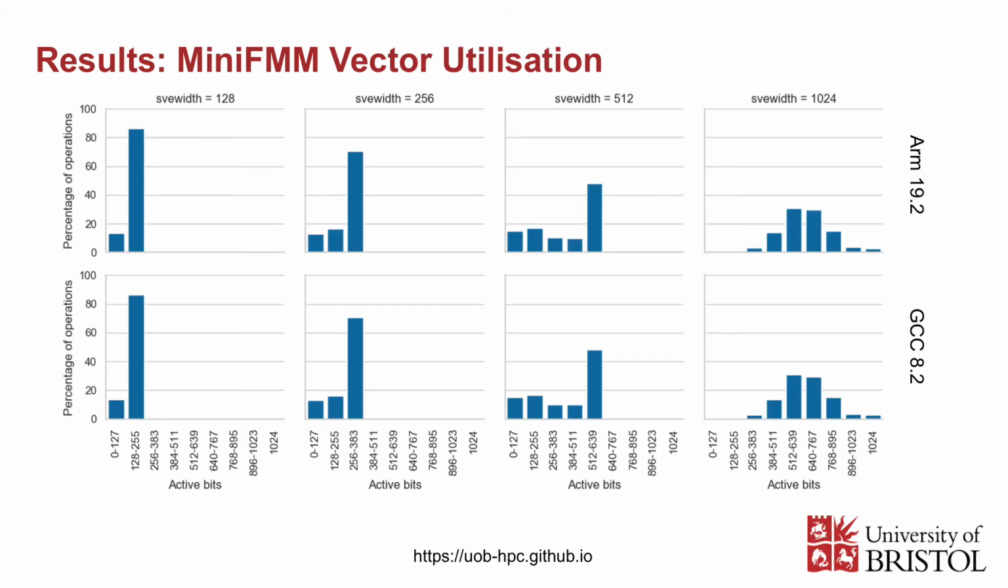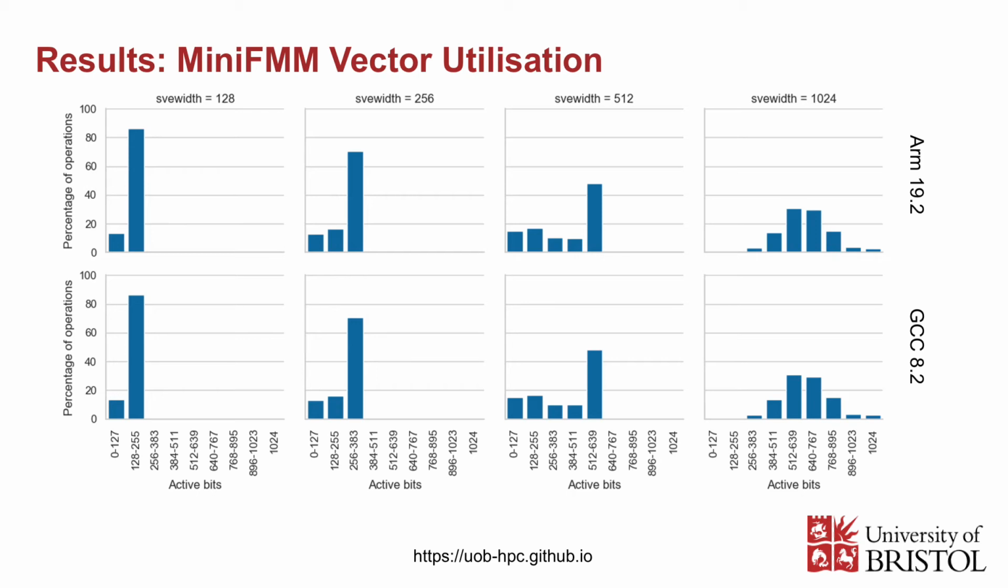This graph shows a histogram of the number of bits active in vector operations, grouped in 128 wide bins. A higher bar means more accesses had a number of bits active that falls in that bin. In each column, the last bar shows the percentage of operations in which all the lanes were active. When the vector registers are 128 bits wide, for example, the only way for an access to have between 128 and 255 bits active is for it to have exactly 128 bits active. Data is not shown for the Cray compiler because MiniFmm's build system does not support Cray.